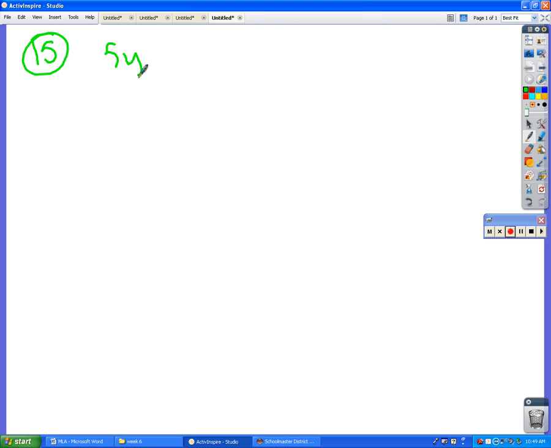15 is a good one to start with because this is different than what we were doing in class with our notes yesterday. Yeah, which was totally unfair. But the process is the same. So if you understood what we were doing yesterday, you should understand how to do this.